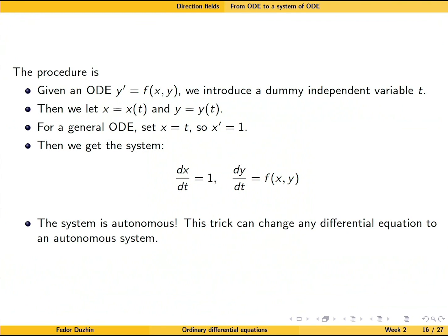And by doing this trick, we can change any non-autonomous first order differential equation to a system of two first order differential equations which is autonomous. Basically, the concept of the direction field belongs to the theory of systems of differential equations rather than single differential equations. And we usually use it to study systems of differential equations. But it can be applied to single differential equations in this simple manner by introducing a dummy variable t and letting x equal t. Okay, so that's the reason.